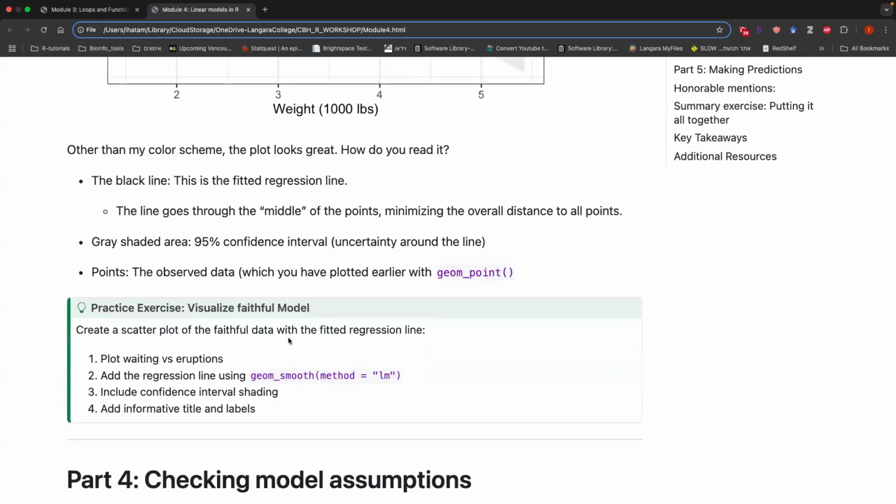All right, so what I want you guys to do is run the same thing on faithful and see what you get. Should the x-axis be waiting? The same as what you used for the model. The x and y axes should be the same as what you used for the model. So if you switched waiting and eruptions, then yes.